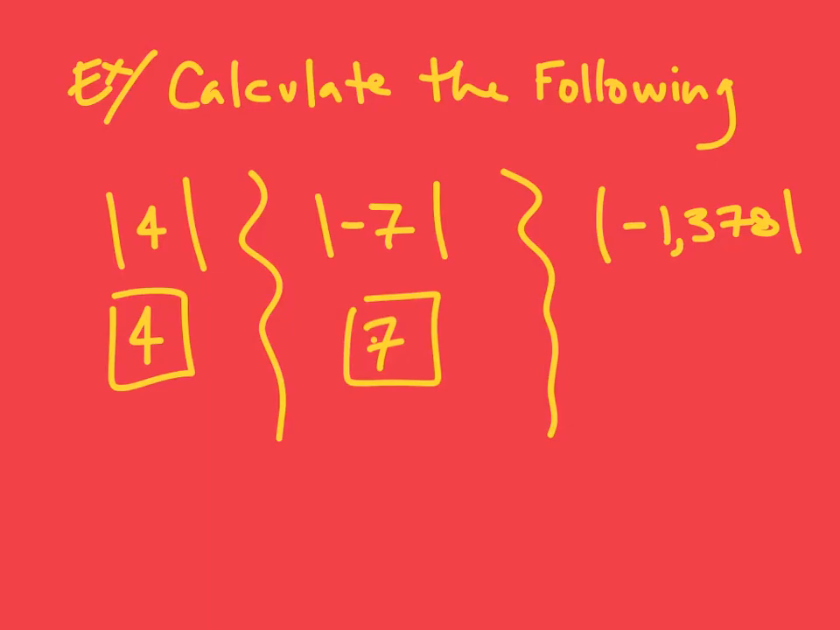Now on this one, we've got a big number here. The absolute value of -1,378. What's the distance from this number to 0? That's simply going to be 1,378. And all I'm doing is taking whatever is inside of my absolute value and making it positive.